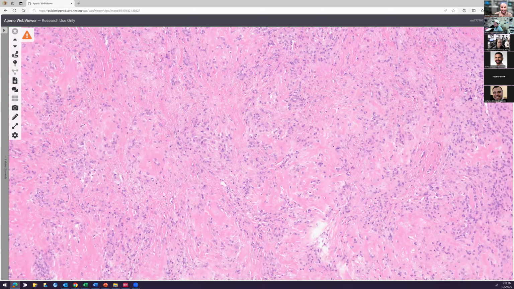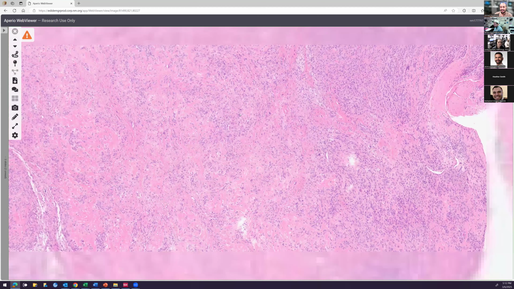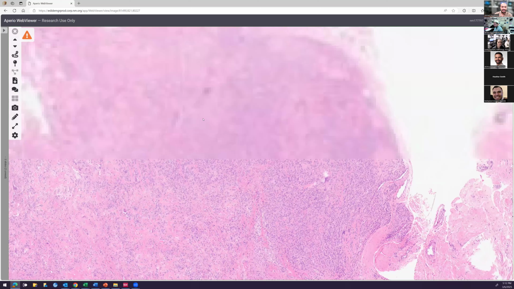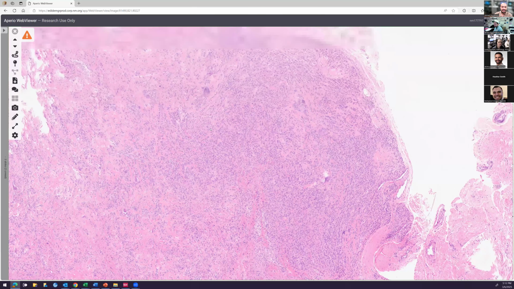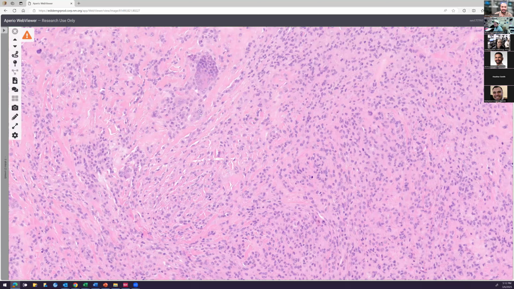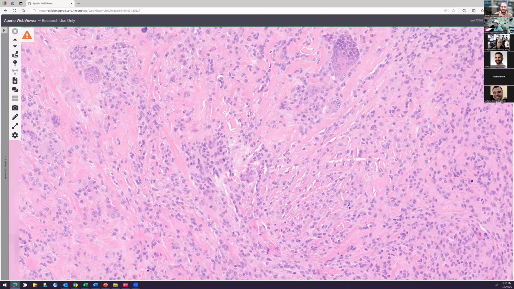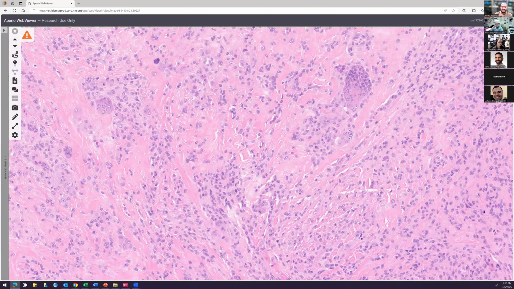So what else did you notice? You noticed the giant cells you were talking about? Let's go find where those are. They were over here somewhere once this loads up. There we go. What do you think about these? How would you describe the giant cells? Osteoclast-like. Yeah, osteoclast-like giant cells. They just have evenly distributed nuclei.